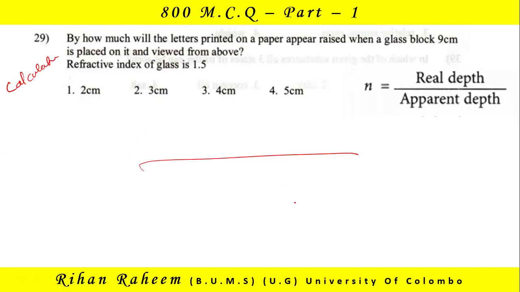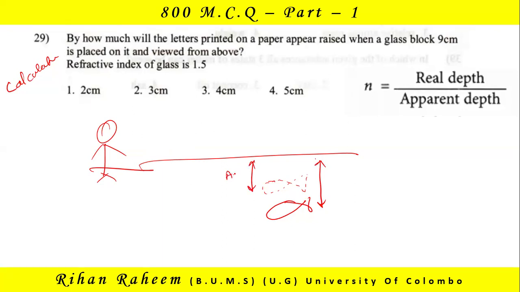When you're looking at a fish from the top, you will see as if the fish is above. Can you all remember? This is known as the real depth of the fish, and this one is known as the apparent depth of the fish. Real depth and apparent depth. With this, there is an equation to find the refractive index. This is the equation, but you don't need it. Let's just try and see.